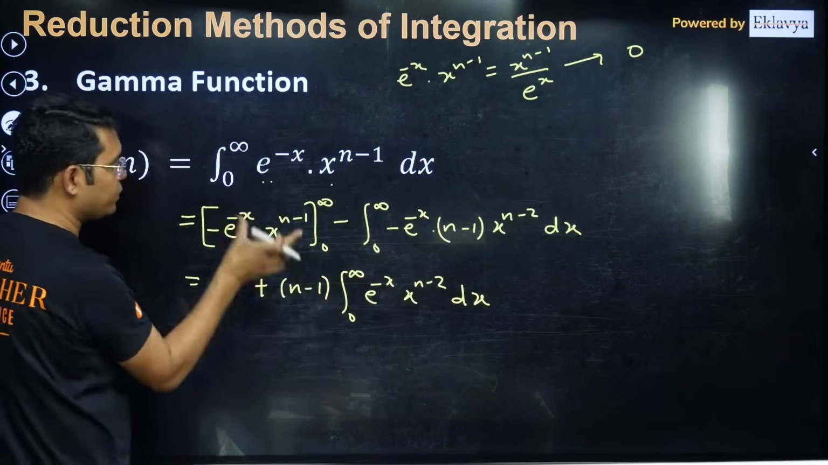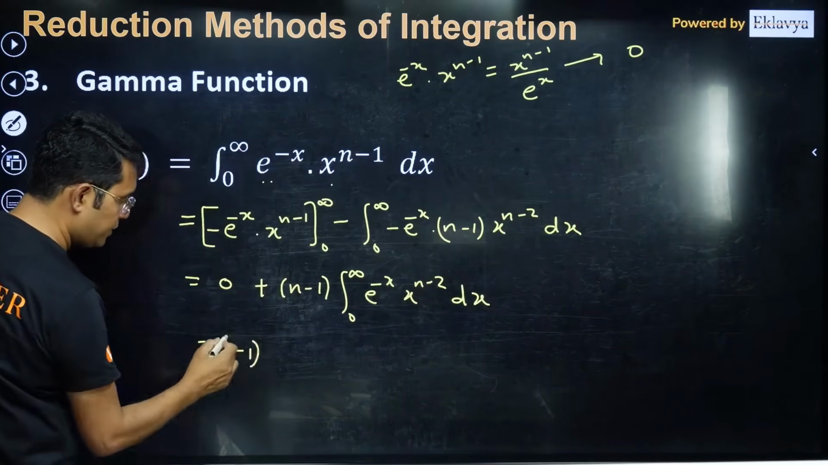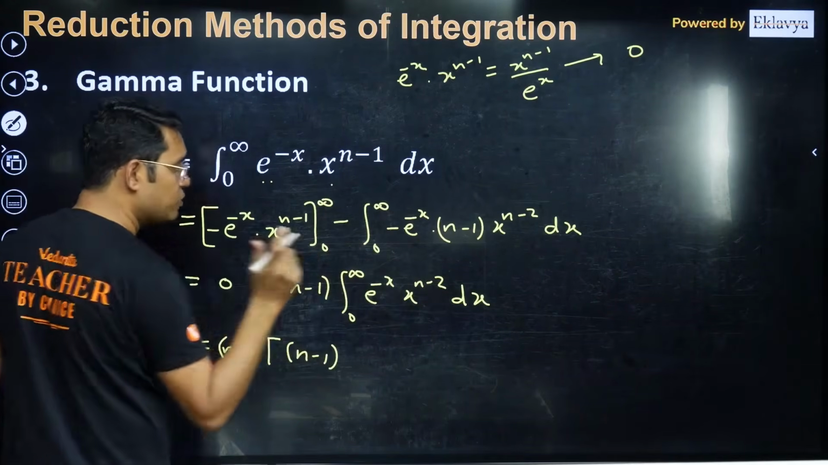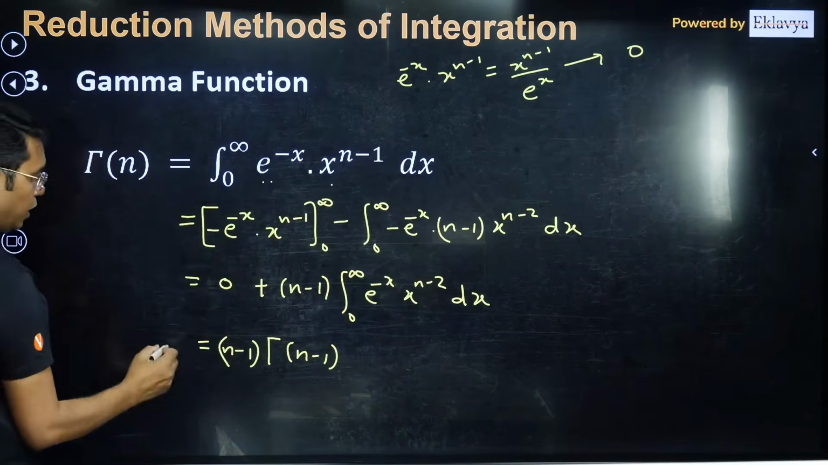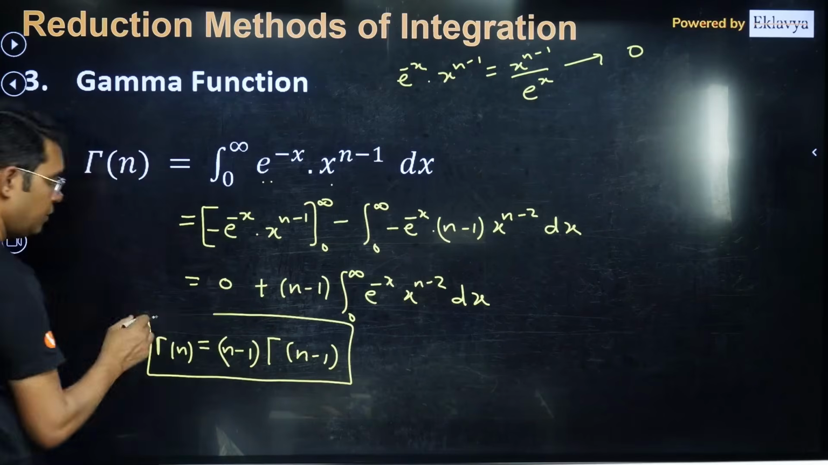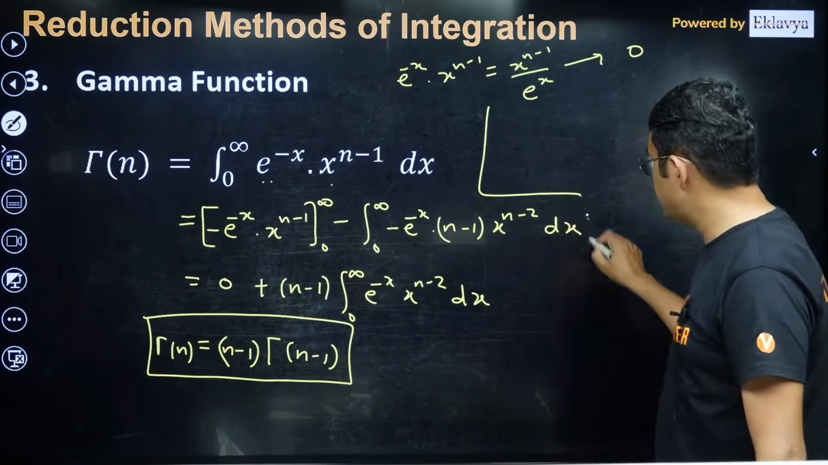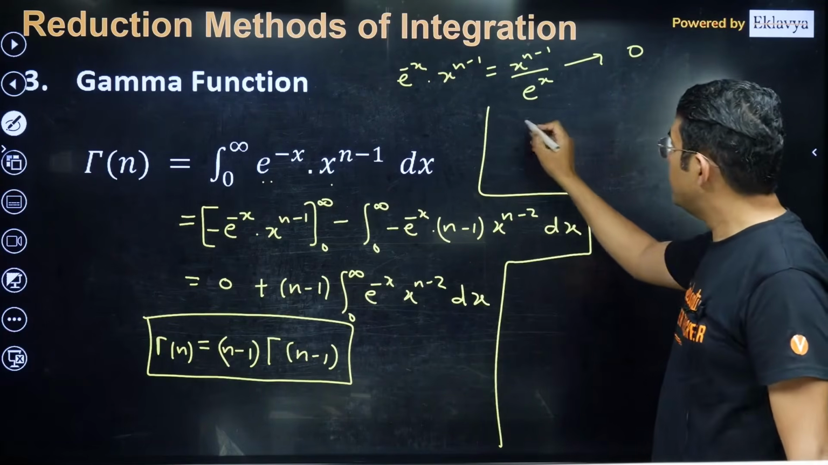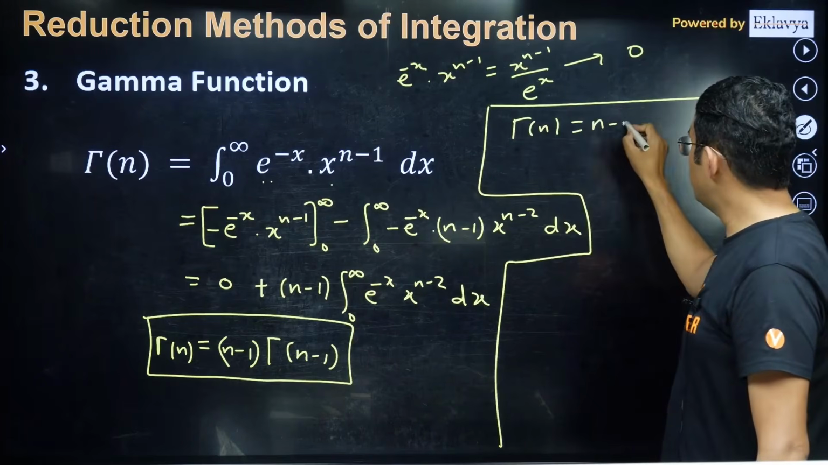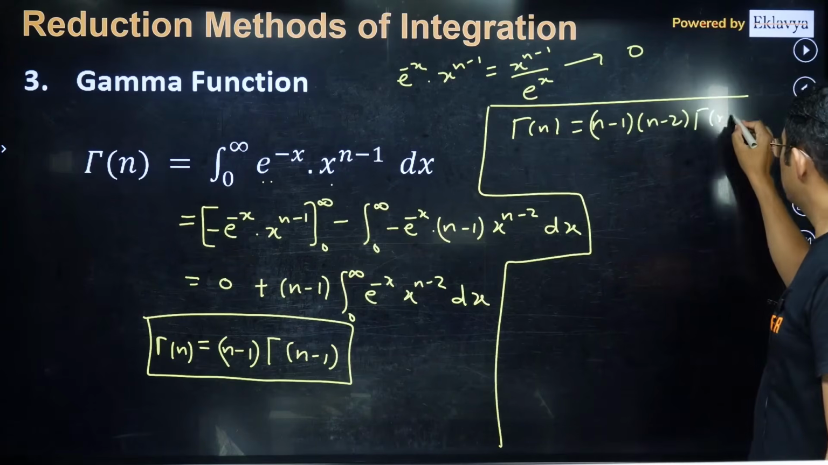Now if you notice this expression, this integral with this integral, I think we have got something here. This is n minus 1, this is gamma n minus 1. The power has reduced by 1, everything else is same. So gamma n is equal to n minus 1 into gamma n minus 1. So this means if this kind of integral is given, we can further write gamma n as n minus 1, then n minus 2, this will be gamma n minus 2.